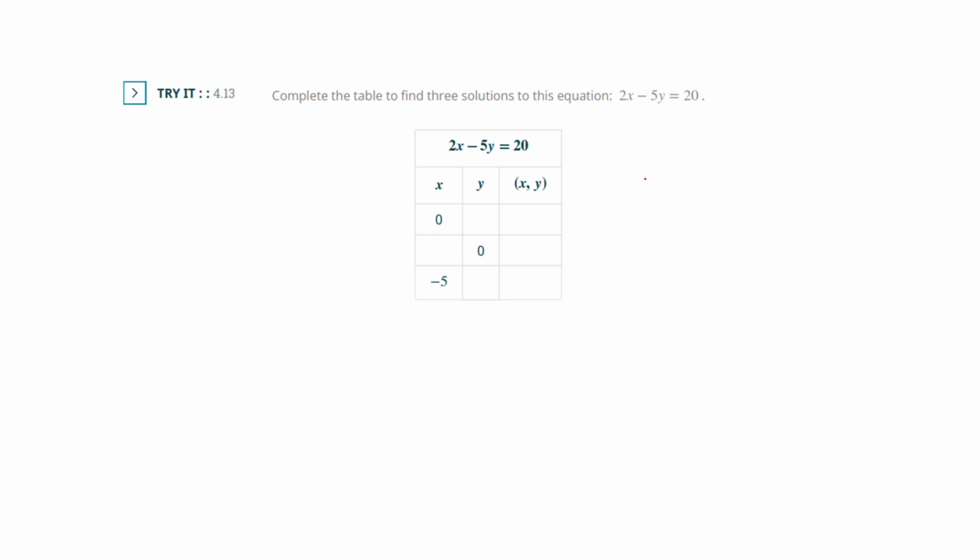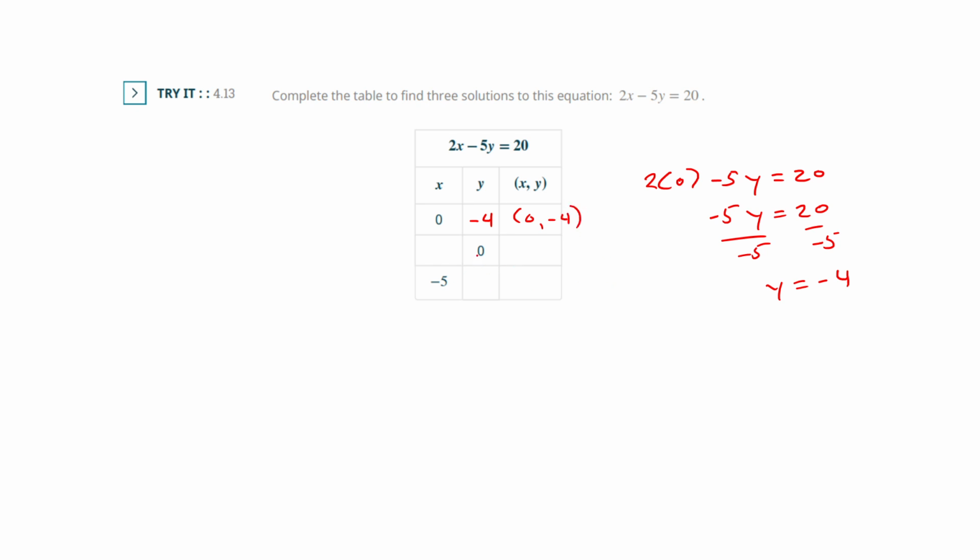Let's find the partnerships. If I put in 0, this will all go away, so I'll have negative 5y equals 20. So a little bit more algebra skill here. We've got to divide both sides by negative 5 to get it alone. So y would be negative 4, positive by a negative. So that's his partner.